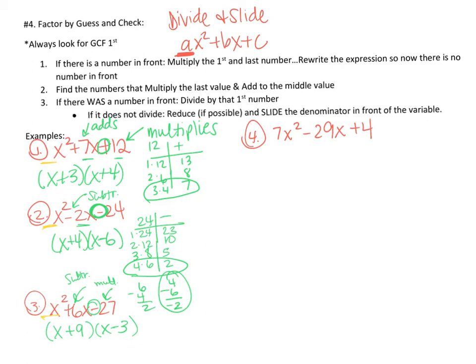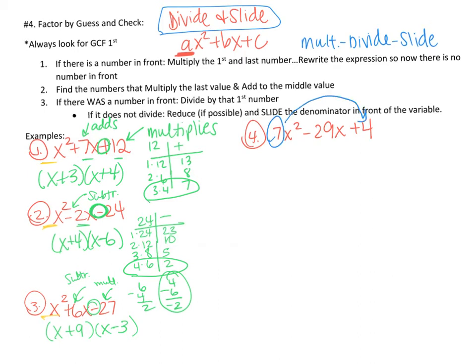So this is where I want us to look at this idea of divide and slide. And I don't know why they don't actually call it multiply, divide, and slide, because that's really what we're doing. We're going to multiply first. So I'm going to take this 7 and multiply it by the 4. That gives me x squared minus 29x plus 28, because 7 times 4 is 28. Now it looks like what we were just doing.